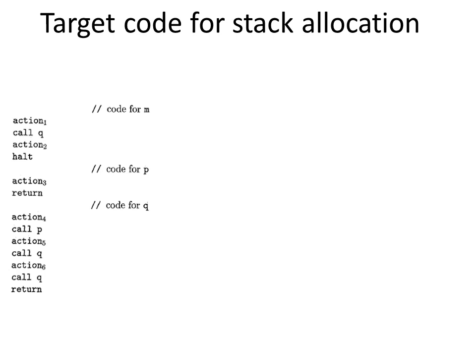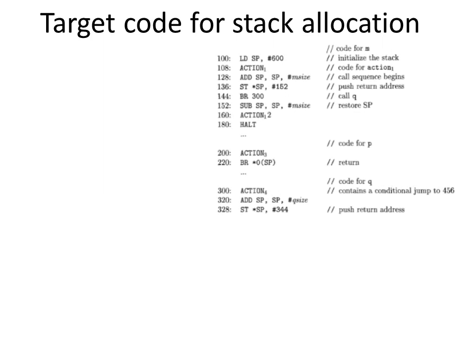Target code for stack allocation. So code for the procedure m, and we have code for procedure p, and we have code for procedure q. So these are the assembly language instructions for the target code.